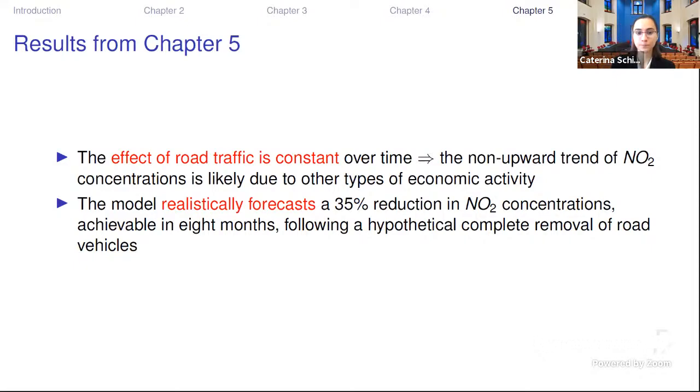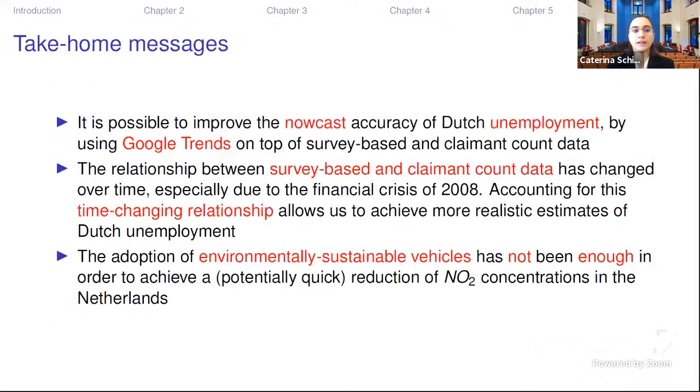8 months. I hope that I managed to convince you that Google Trends can be used to improve the nowcast accuracy of Dutch unemployment overall using survey-based and claimant-income data, that the relationship between these two latter series has changed over time due to the financial crisis of 2008, and that accounting for this time-varying relationship allows us to achieve more realistic estimates of Dutch unemployment. And finally, that the adoption of vehicles that are environmentally friendly has not been enough in the Netherlands in order to reduce NO2 concentrations, but that this reduction can potentially be achieved very quickly.